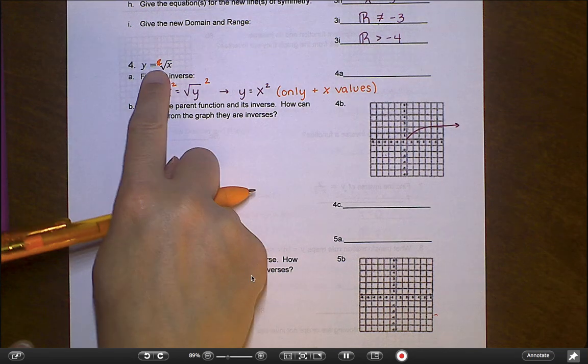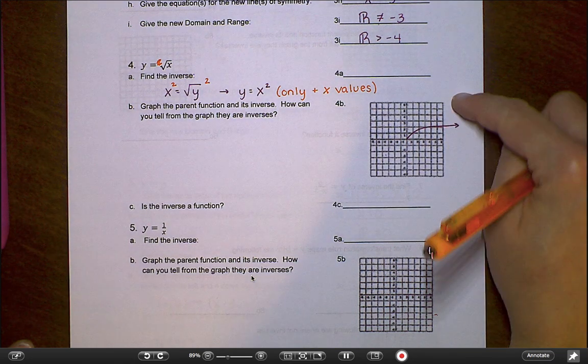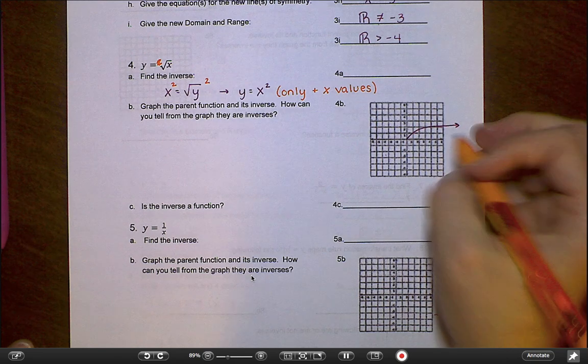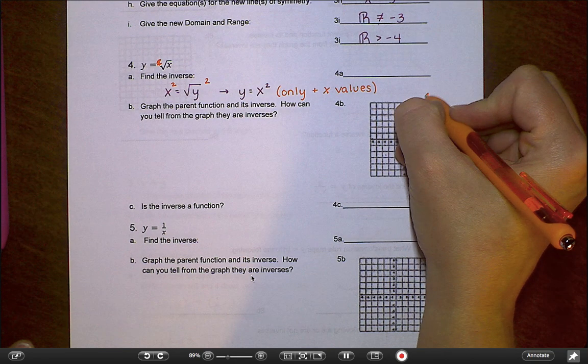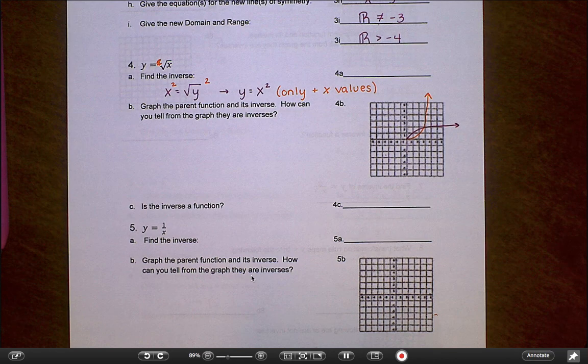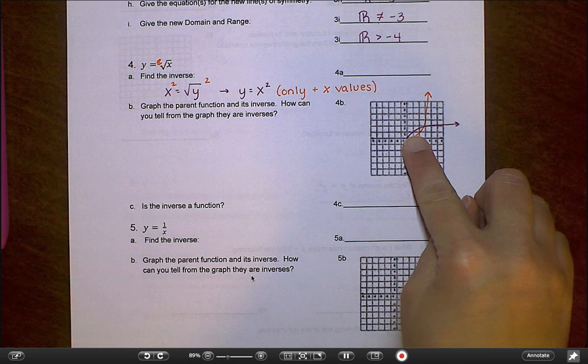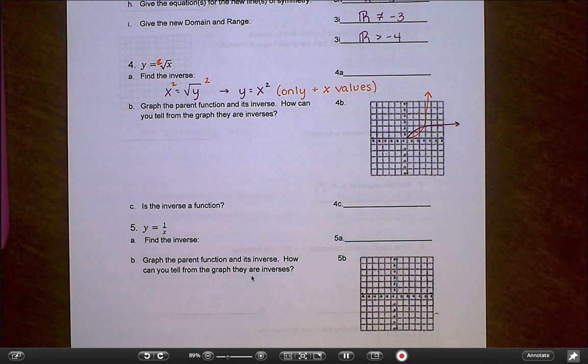Because, again, over here we were restricted to only positive y values. So my inverse is actually just going to be this one side of the parabola. It's going to be this right here. Okay? And actually I think they were supposed to intersect a little further up, but that's okay. Okay? So that would be the inverse function.